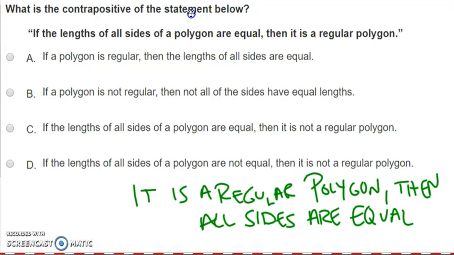Well, inverse would be not a regular polygon. Well, which one says not? This one says it is, so get rid of that. This one says not regular, good. This one doesn't make sense. Here again, not equal. Length, we're not talking about length, we're talking about regular or not. So the only answer left here is B.